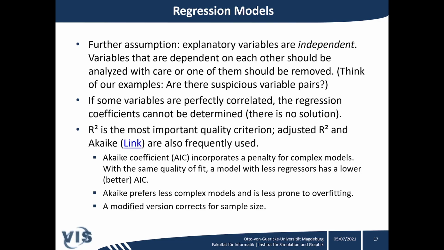Besides, the AIC is also frequently used for quality validation. It incorporates a penalty for complex models with the same quality of fit. A model with fewer regressors has a lower, or in this case a better, AIC value. AIC prefers less complex models and is less prone to overfitting. A modified version corrects, for example, for the sample size.